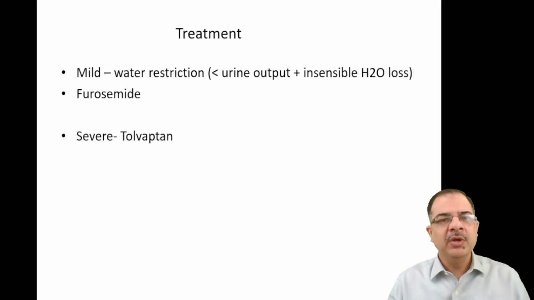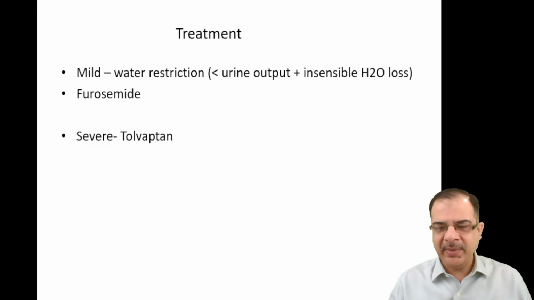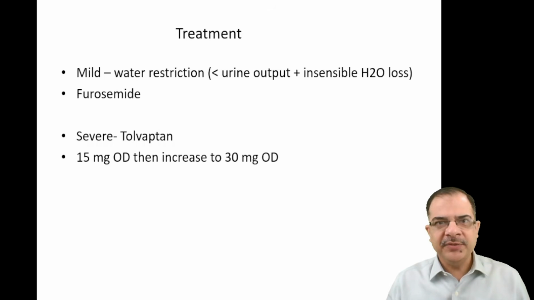If it is that low, then we can start with the tolvaptan. So tolvaptan causes the free water loss through the kidneys, and the dose is 15 milligram once a day and then gradually increase to 30 milligram once a day. This causes liver dysfunction, so it should not be given for more than 1 month. So the duration of this therapy is 1 month.